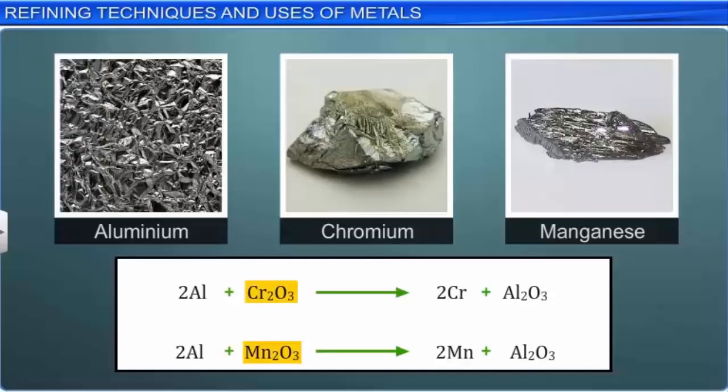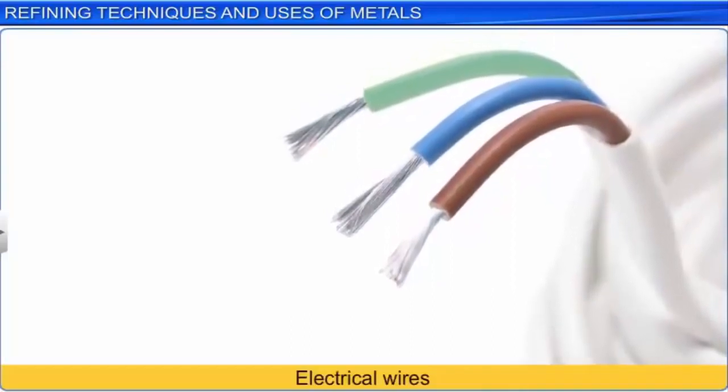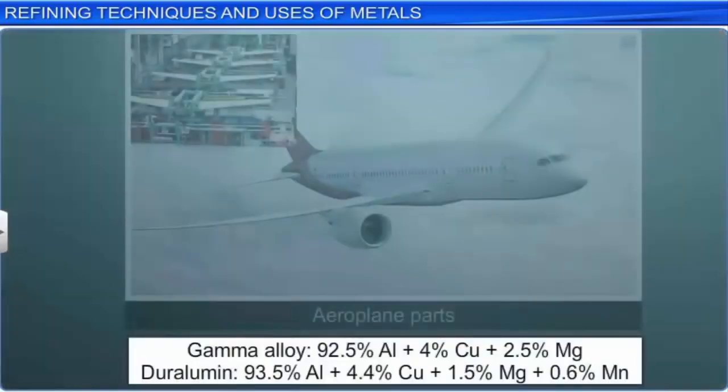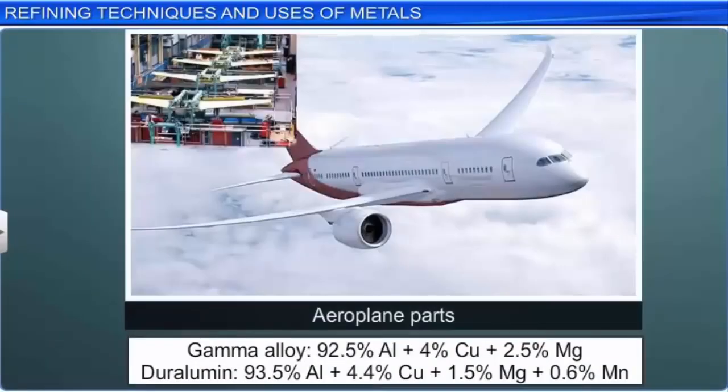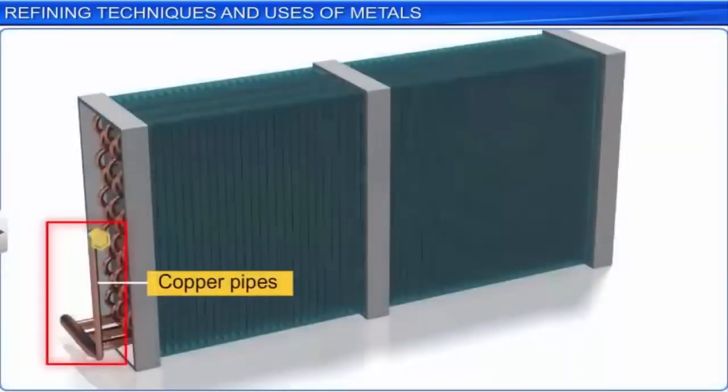Aluminium is used to make electrical wires as it is a very good conductor of electricity. Aluminium alloys are light and are very useful. For example, gamma alloy and duralumin, which are alloys of aluminium, are used for making aeroplane parts. Copper is used for making electrical wires. Copper pipes are used in homes and industries to carry water and steam.